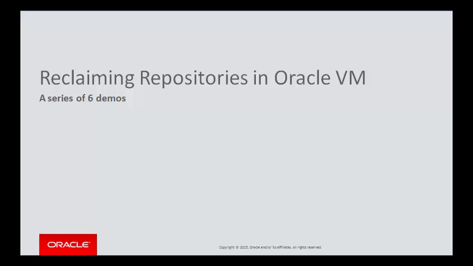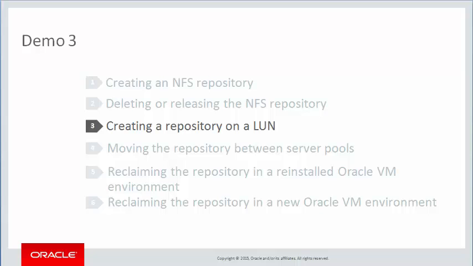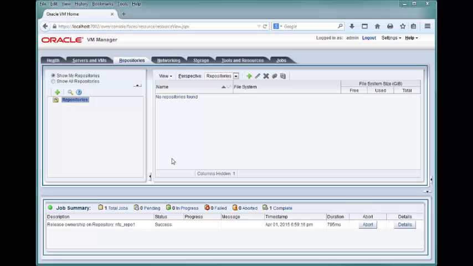This is the third demo in the series of six demos about reclaiming repositories in Oracle VM. In this demo, you create a repository on a block storage device. In this Oracle VM environment, you use an iSCSI LUN for this repository.